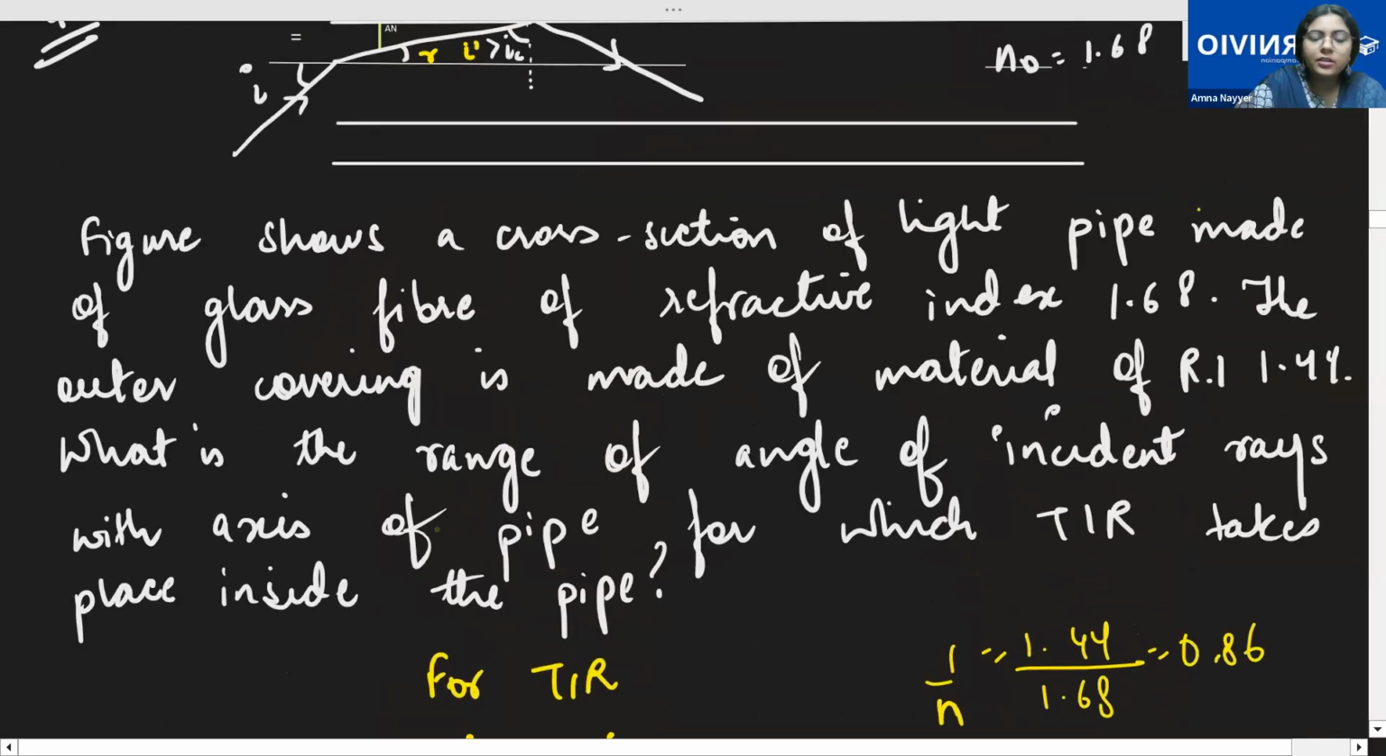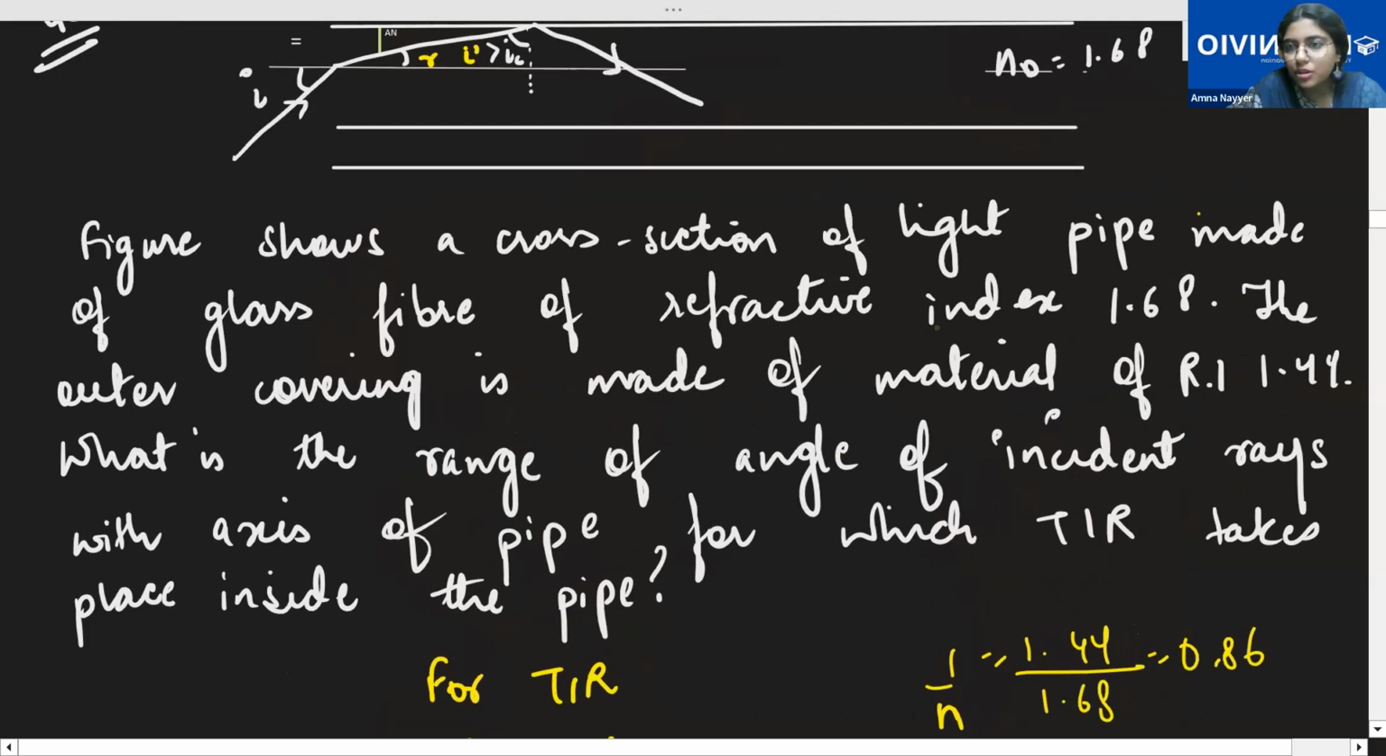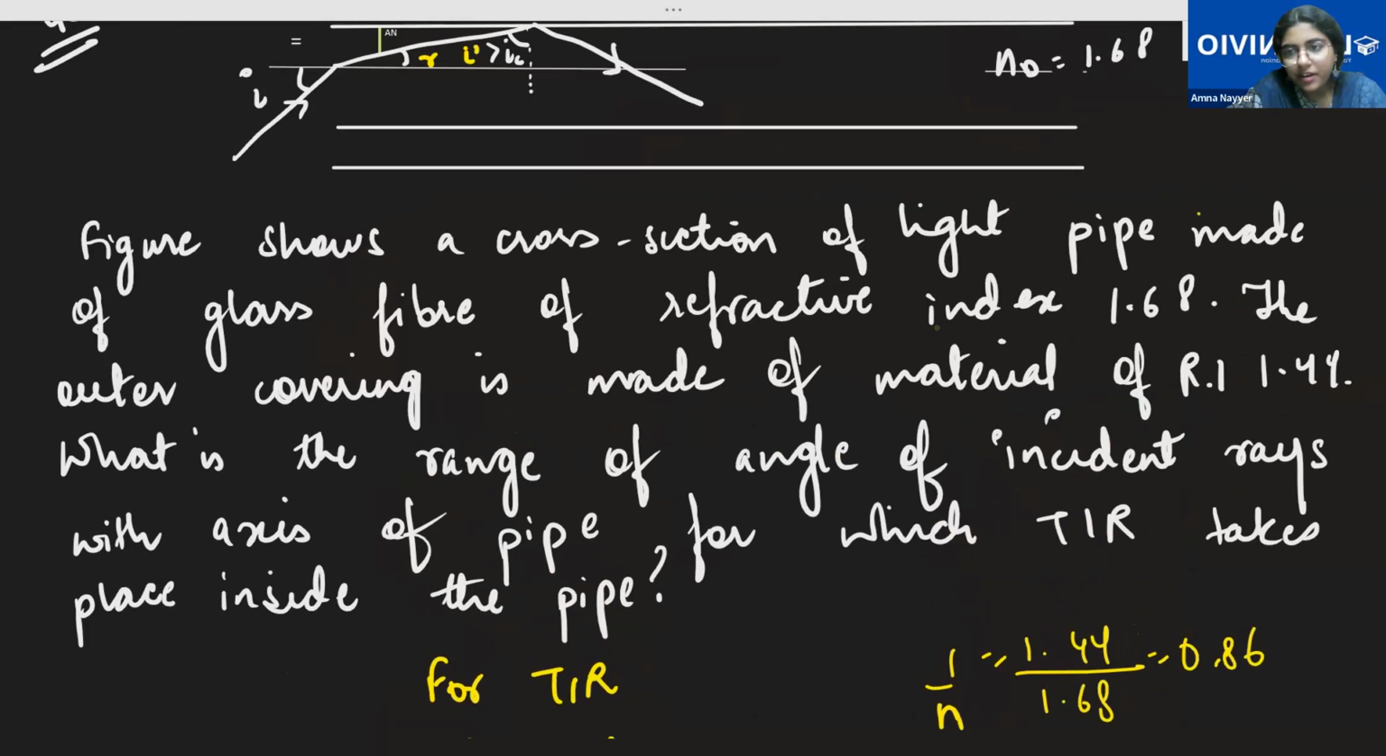Okay, we didn't read the question. See, this says that the figure shows a cross section of a light pipe made of glass fiber of refractive index 1.68. The outer covering is made of material of refractive index 1.44. What is the range of the incident rays with the axis of the pipe for which TIR takes place? It says axis.